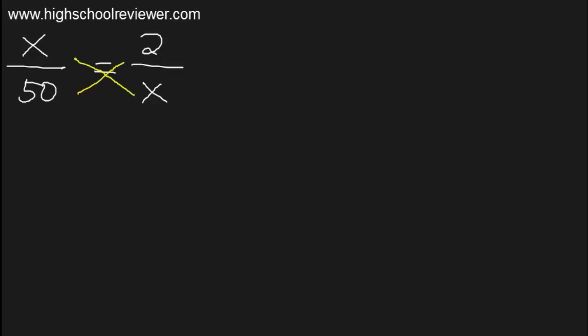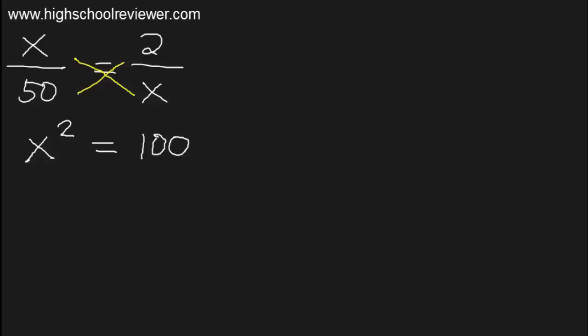Solving quadratic equation by extracting square roots. Our next problem, we have x all over 50 equal to 2 all over x. So to solve for the value of x, first we need to cross multiply the equation. This means that x will be multiplied by x, so this will give us x squared. And 50 multiplied by 2, this will give us 100.